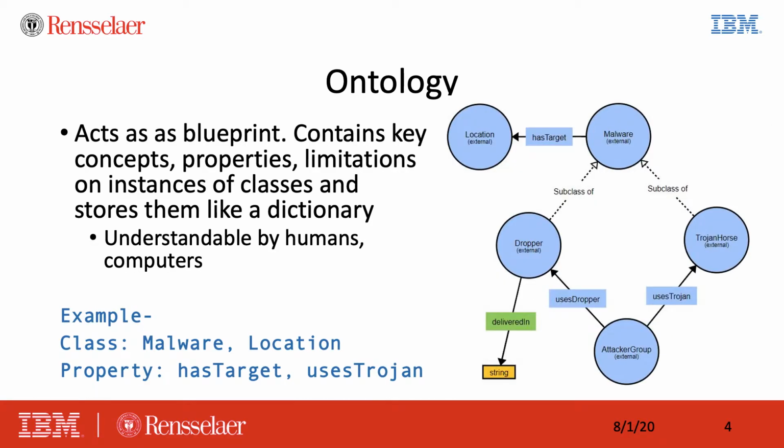So let's talk about what an ontology means. An ontology acts as a blueprint of a specific domain, like cybersecurity in our case, and it contains a few key concepts called classes, and the properties of the classes are called relationships and attributes. For example, in this figure, malware and location are names of classes, whereas has target, uses Trojan are names of properties.